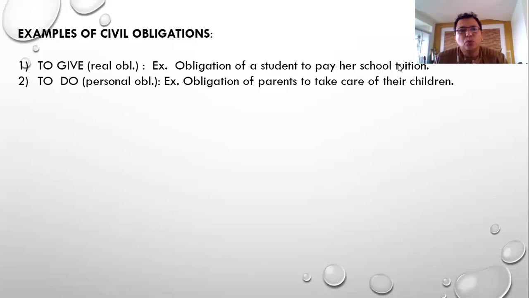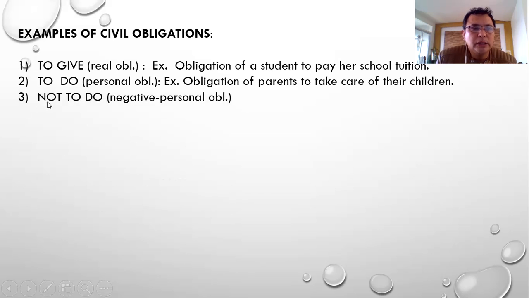An example of to do is a personal obligation. So to do is a personal obligation. The obligation of parents to take care of their children. Is this embodied in a law? Yes. There is a law that mandates every parent to take care of their children. It is in the Family Code. So if the parent cannot take care of the children, then the state will require the parent to pay damages, or sometimes they will be imprisoned.